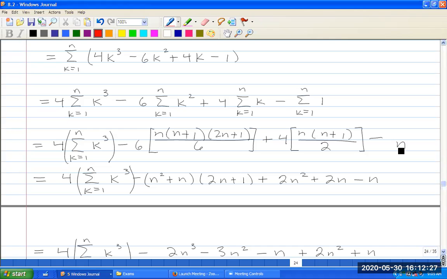Now let's simplify this. The 6's cancel. Let's multiply the n inside the parentheses. So I get n squared plus n. Let's cancel out the 4's. So, well, 4 divided by 2 is 2. So let's multiply the 2n inside the parentheses. So I get 2n squared plus 2n. And then lastly, your n.